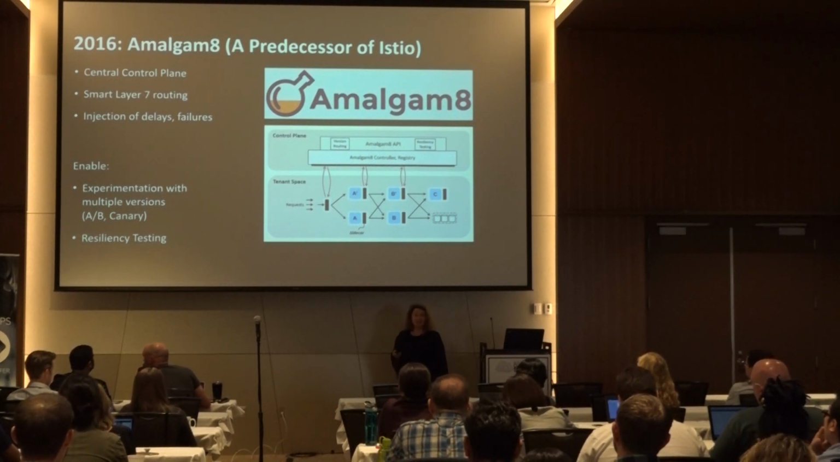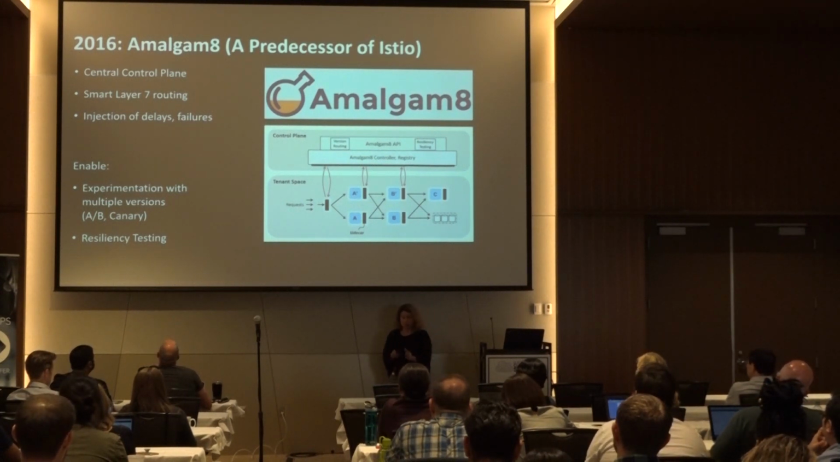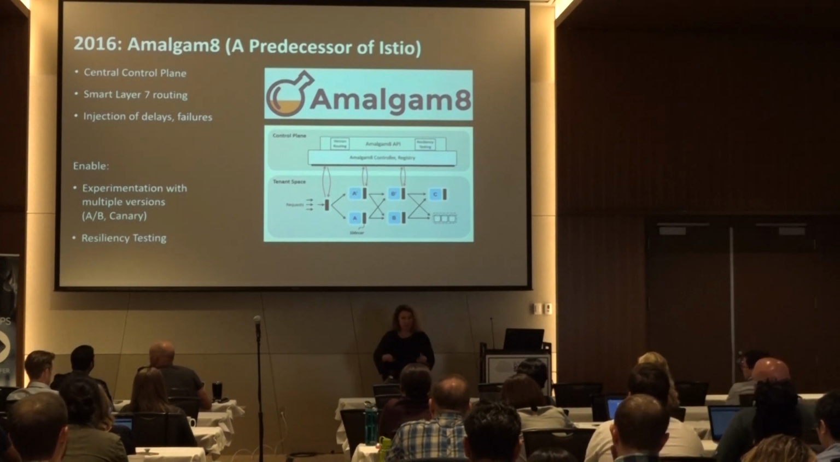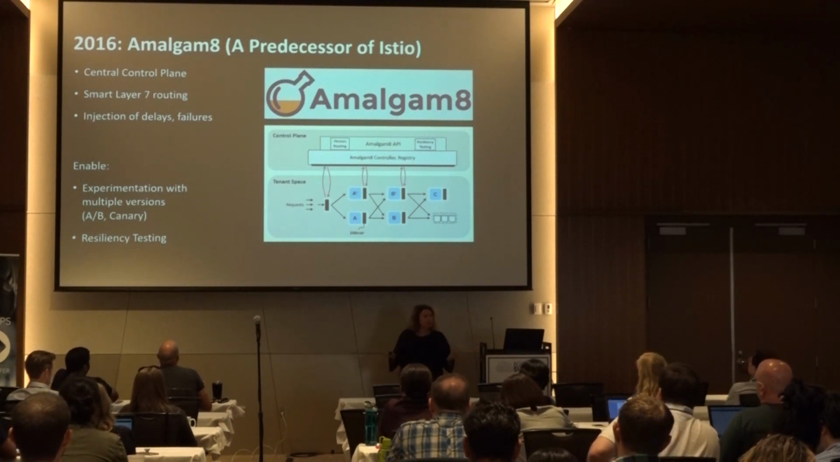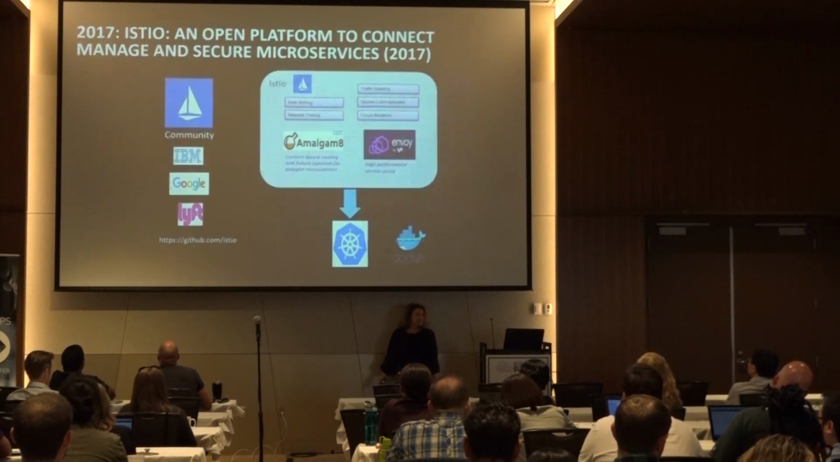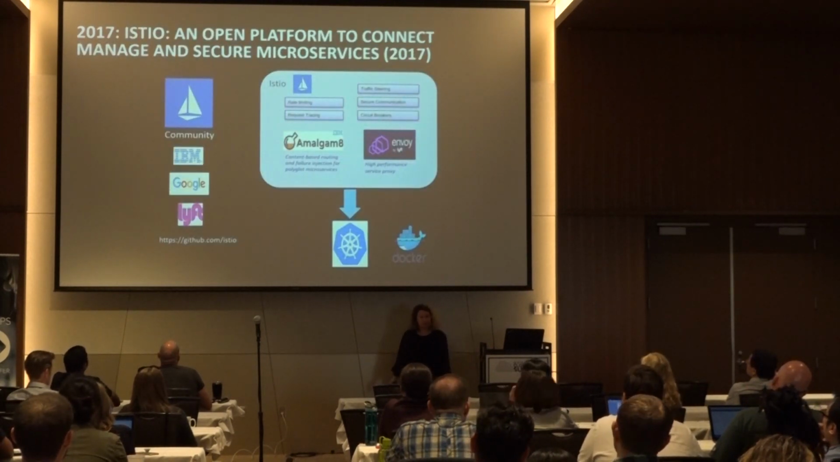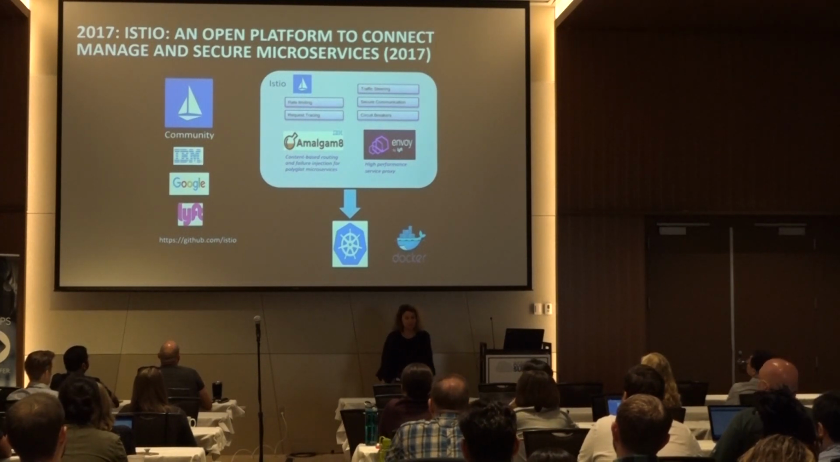So it was a very natural decision for IBM, Lyft, and Google to come together and decide, hey, let's work together. Let's take the Amalgamate concept, let's take Lyft, and let's work on something together that is going to be this and much more. So around August 2016, we started working together. And in around May or June 2017, we announced Istio.